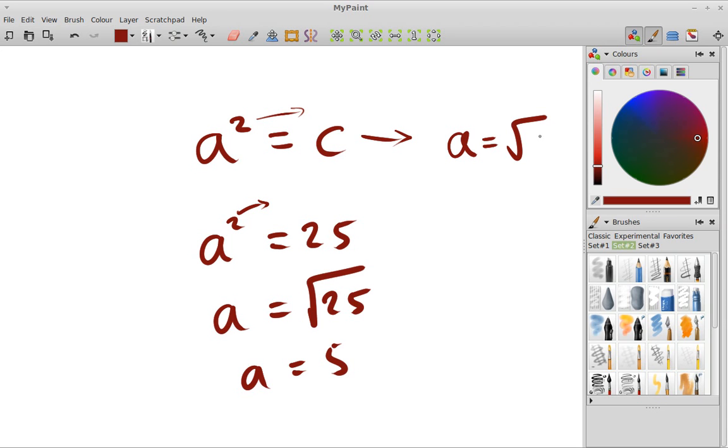square root of C. The reason there's certain lines appearing now and again is because I'm on a wobbly touchscreen device and my finger's catching the screen.